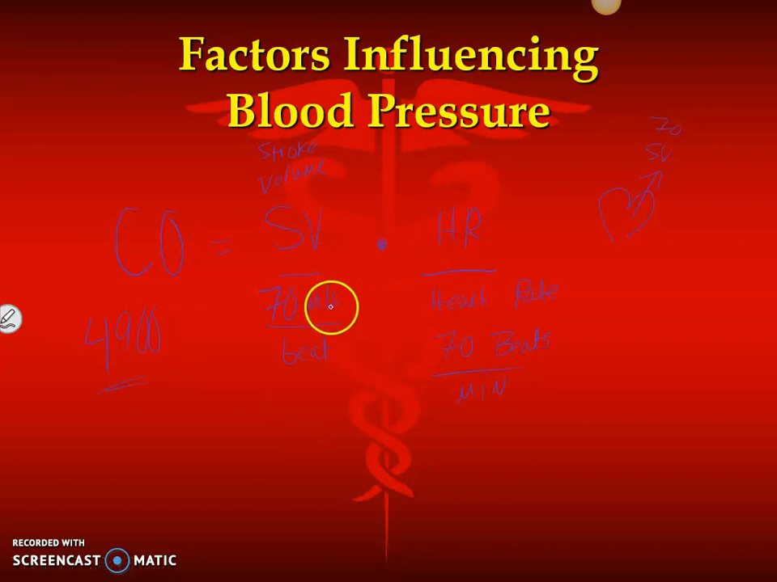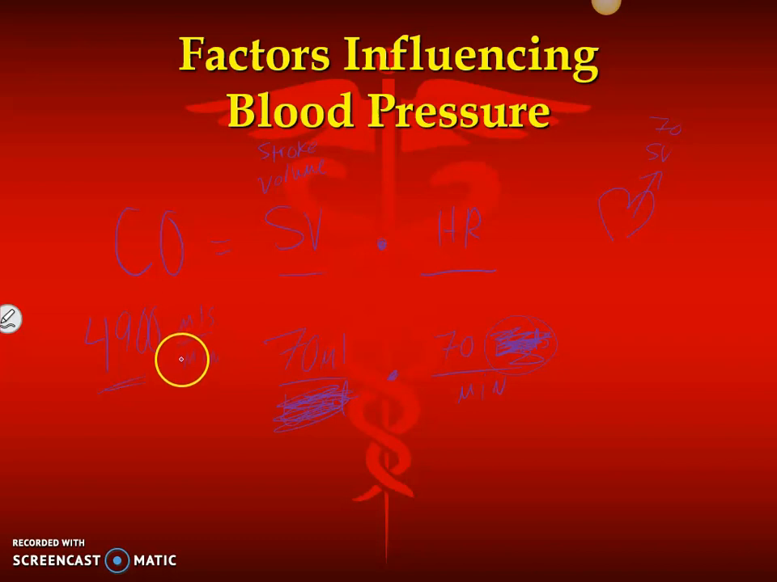Stroke volume is mils per beat, and heart rate is beats per minute. So now what happens if I have beats on the bottom and beats on the top? Well, they cancel each other out. I should probably write this more naturally so it looks more natural. So this is 70 mils per beat. There you go. That probably looks better. Well, if I have beats on top, beats on bottom, I can cross those guys out. They no longer exist, and there is only left some units. Cardiac output is how many mils leave your heart per minute.